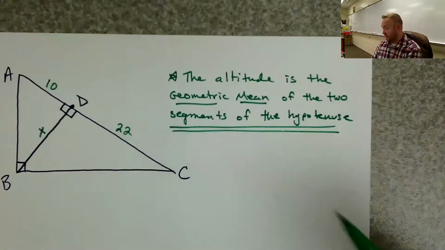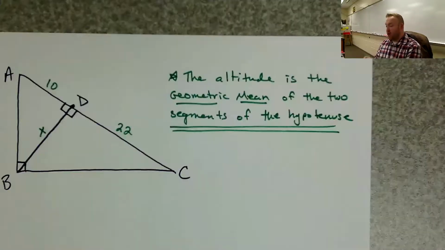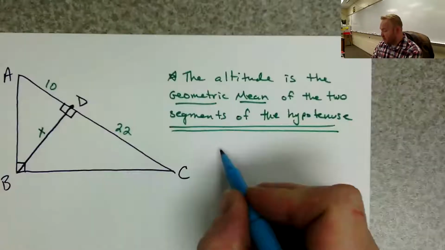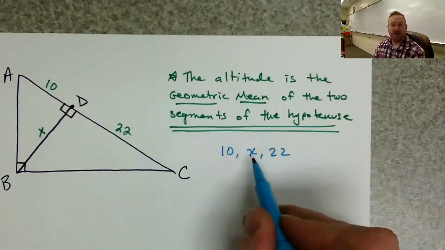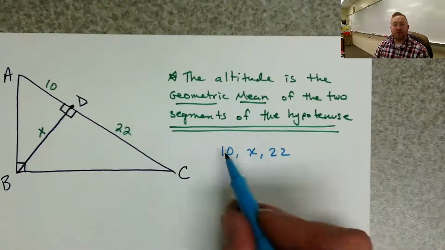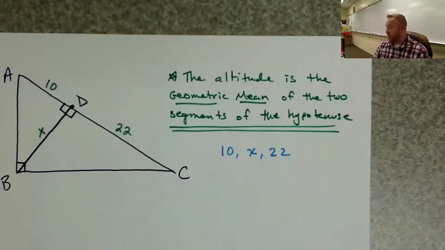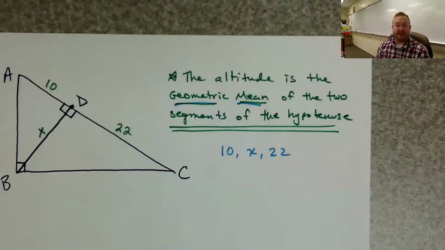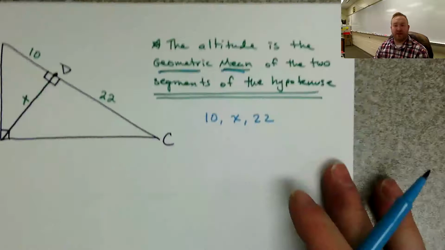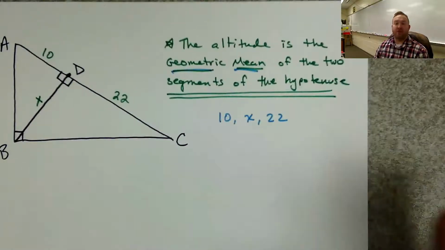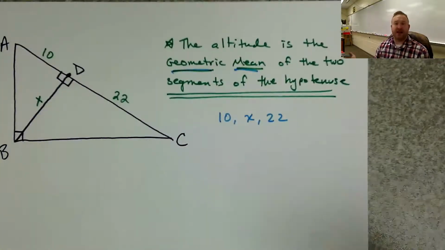Now, what that means is that we can write a geometric sequence. Remember, a geometric sequence is one where there's a common ratio between the terms. So we can write a geometric sequence where X, the number we're trying to find, is directly in between the 10 and the 22. That's what geometric mean means, that it's a number in between these two other numbers in a geometric sequence. Now, the way that we solve for that is to use the idea that there's a common ratio between the terms.